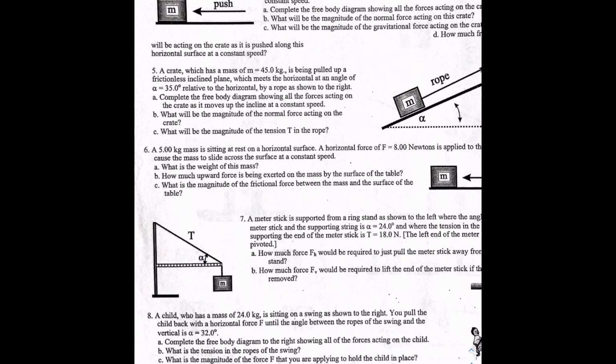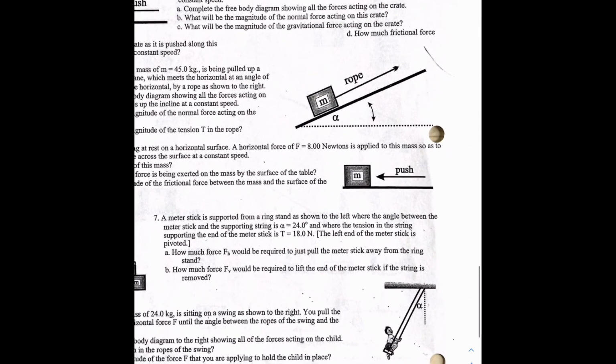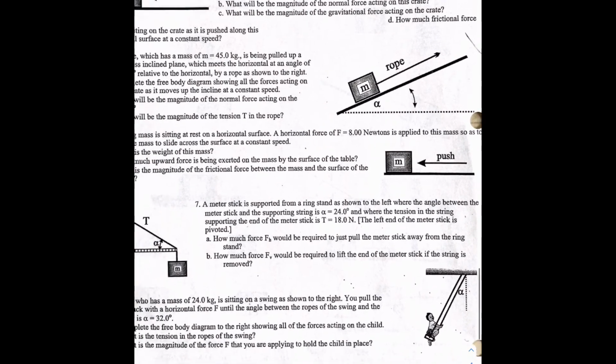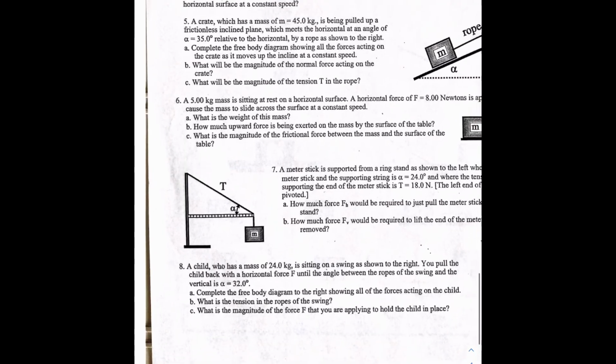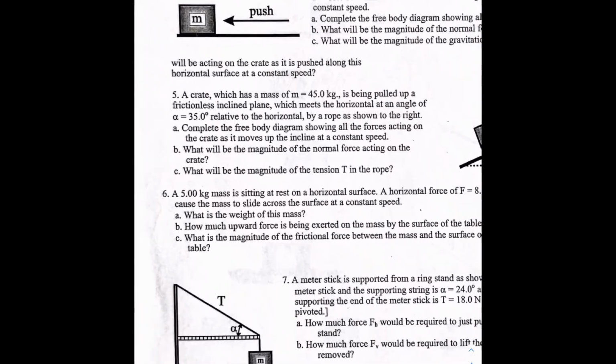A crate which has a mass of 55 kilograms being pushed along a horizontal surface by a force of 85.0 newtons, so that the crate is moving to the left at a constant speed. Complete the free body diagram showing all the forces acting on the crate. What will be the magnitude of the normal force? What will be the magnitude of the gravitational force acting on the crate? And how much frictional force will be acting on the crate as it is pushed along the surface at a constant speed?